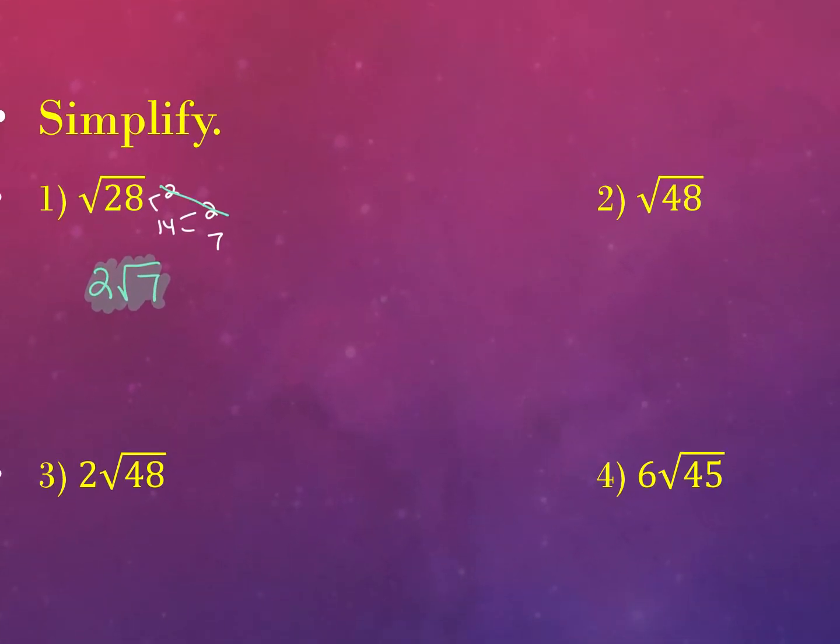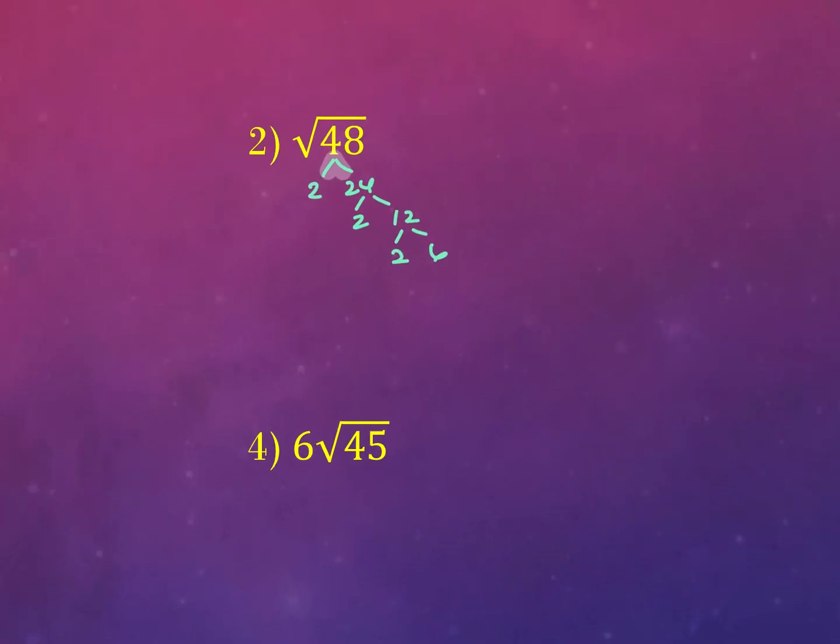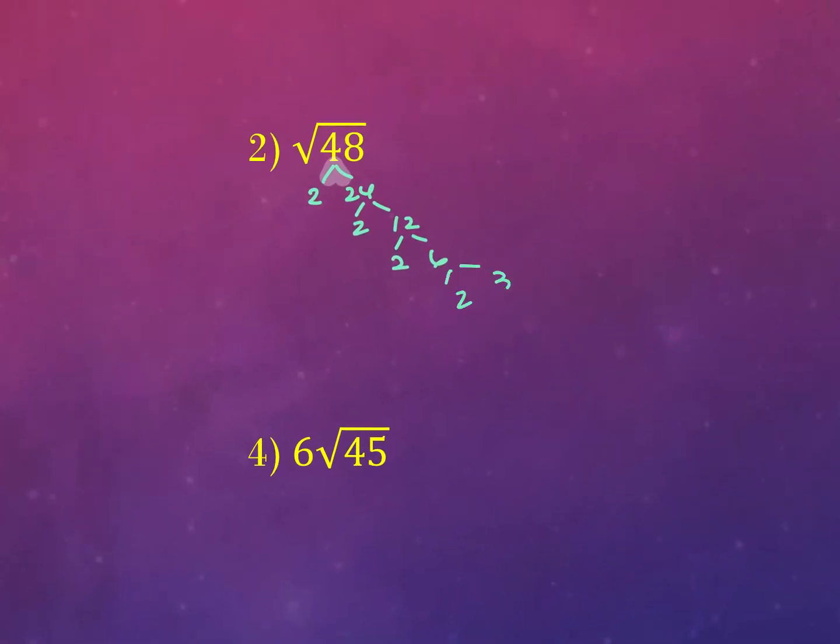Number 2 is 48. 48 is 2 and 24, 2 and 12, 2 and 6, 2 and 3. So there's a lot of different ways to start to break down 48. You could have done 4 and 12. You could have done 6 and 8. But all of those numbers would eventually get broken down to be the same factors.